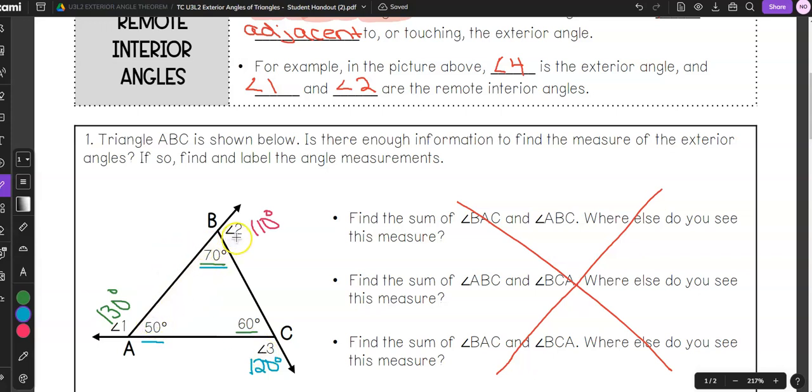All right, angle 2 is 110. If I wanted the measure of angle 2 and I didn't have this one right here, I could add the 50 and the 60, because those are remote interior angles to angle 2. Now, that might have been too much to take in right now. That's okay. Let's look at some examples and hopefully it will be clearer.